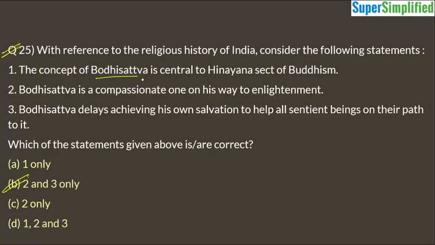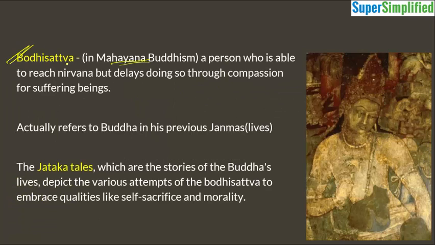Because the concept of Bodhisattva is central to Mahayana sect, not Hinayana sect. Okay? And what is a Bodhisattva basically? Bodhisattva in Mahayana Buddhism is a person who is able to reach Nirvana but actually delays it because of his compassion for suffering beings. And it actually refers to Buddha in his previous janmas or births. And Bodhisattvas are actually referred in the Jataka tales also, which are stories of Buddha's previous lives.